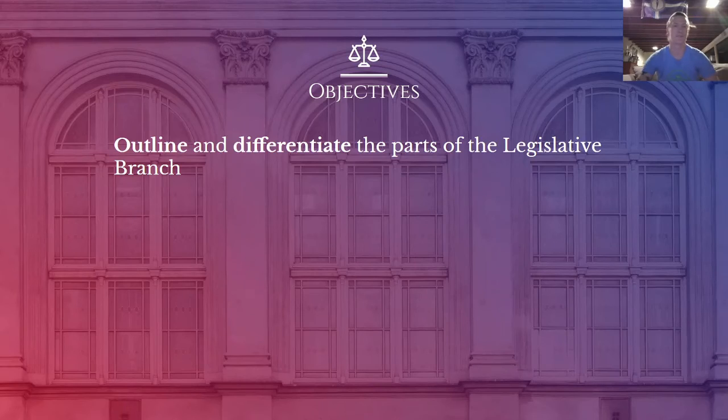All right, so let's get to our objectives. We're going to outline and differentiate the parts of the legislative branch because not all the parts of the legislative branch do the same things. There's two parts to it. We're going to get right into that.